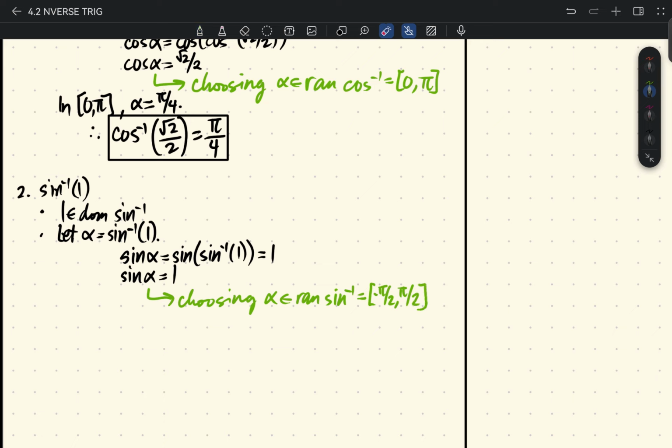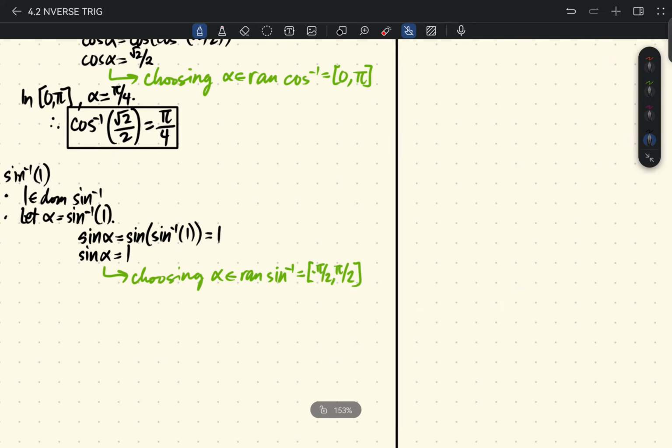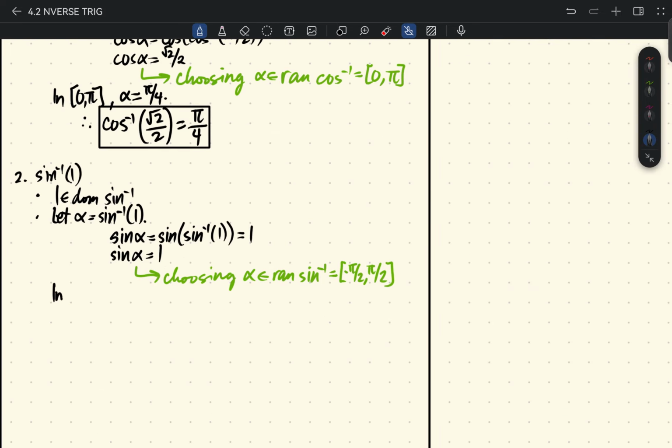And when does this happen? Within this interval, in negative pi over 2 to pi over 2, the equation holds true precisely if alpha equals pi over 2. So that means sine inverse of 1 equals pi over 2.